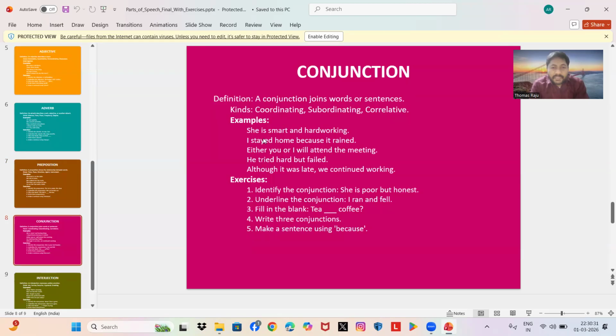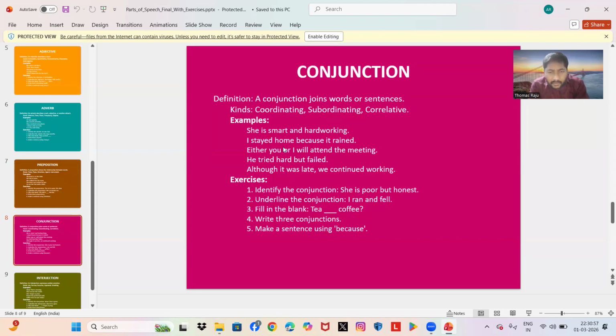Okay. She is smart and hardworking. So these two are: she is smart, hardworking. She is smart is a clause, and hardworking is a phrase. So this and is connecting these two. That's why and is a conjunction.